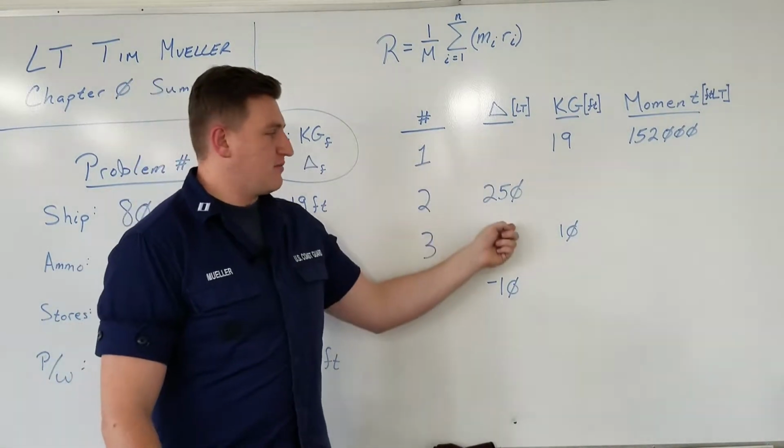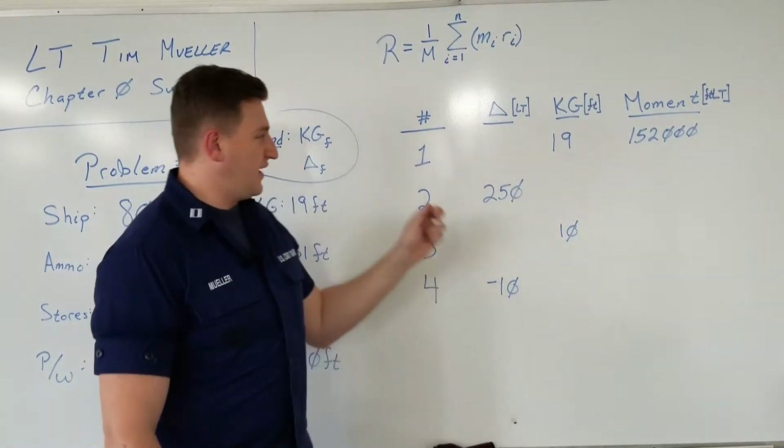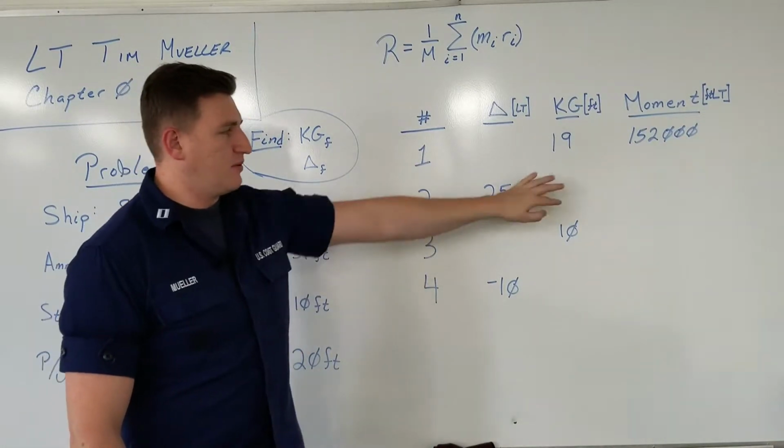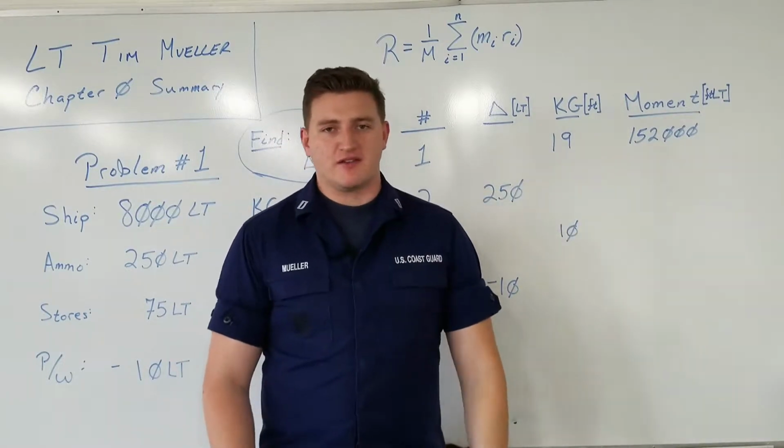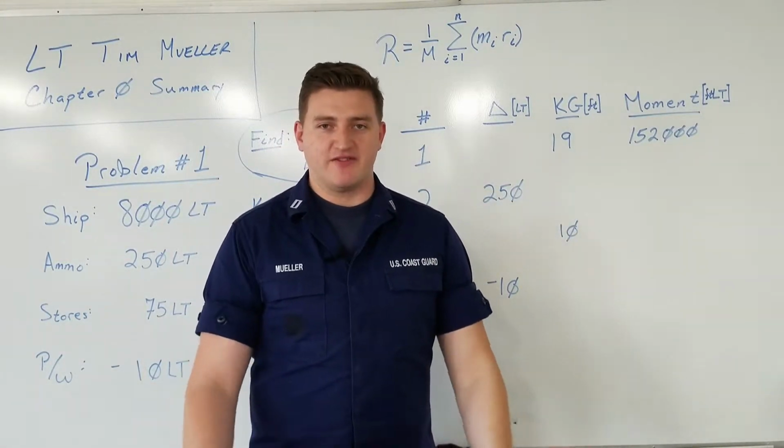You're going to put all the displacements of all the items. We have the indexes right here. You're going to put the kgs, and then you're going to calculate the moments. And the moment is just going to be your displacement times the kg of that individual item.